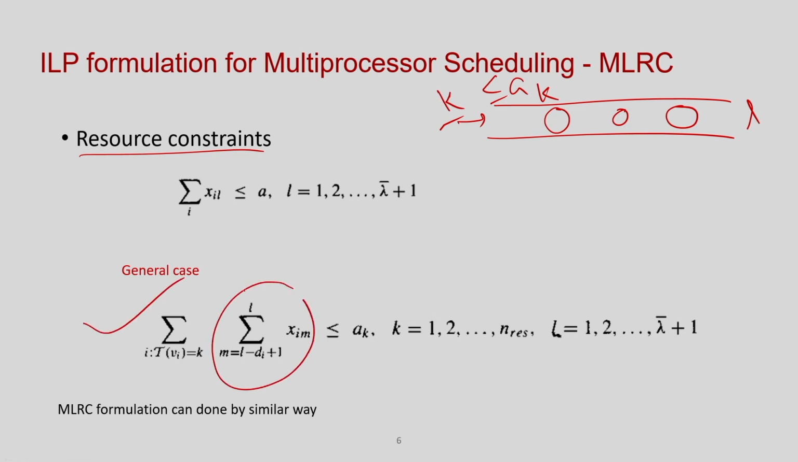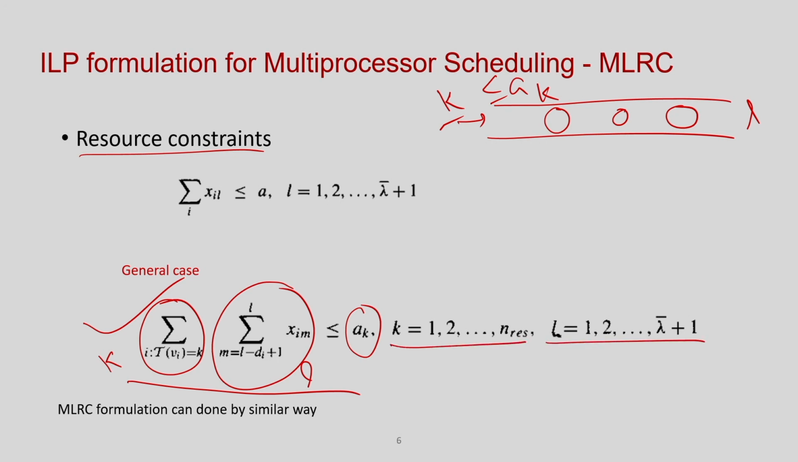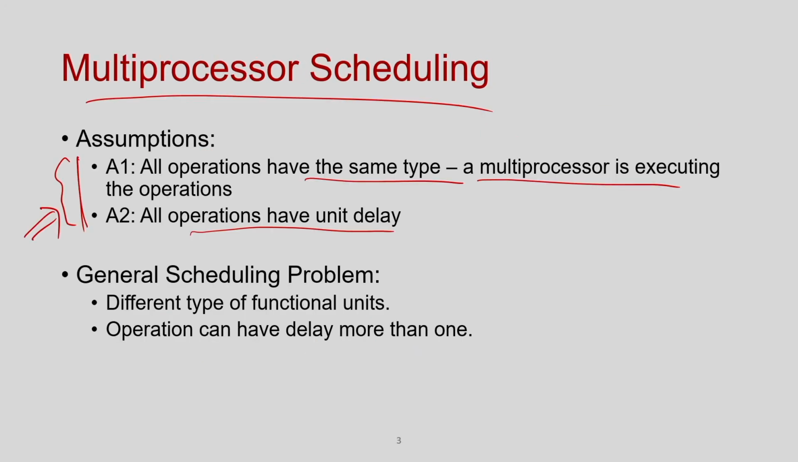So, this identifies the operations that are running in timestamp L, and this gives me the ones that are of type k. So, this basically gives me the operations that are running in timestamp L of type k, and that must be less than or equal to ak, where this k will vary for all types of resource and L will vary for all timestamps. So, now how will these two assumptions impact this particular expression? What was the assumption? Just to recall, I do not have different types of resource, I have only one type of resource. So, I do not have this k type of resource, I have only one, right.